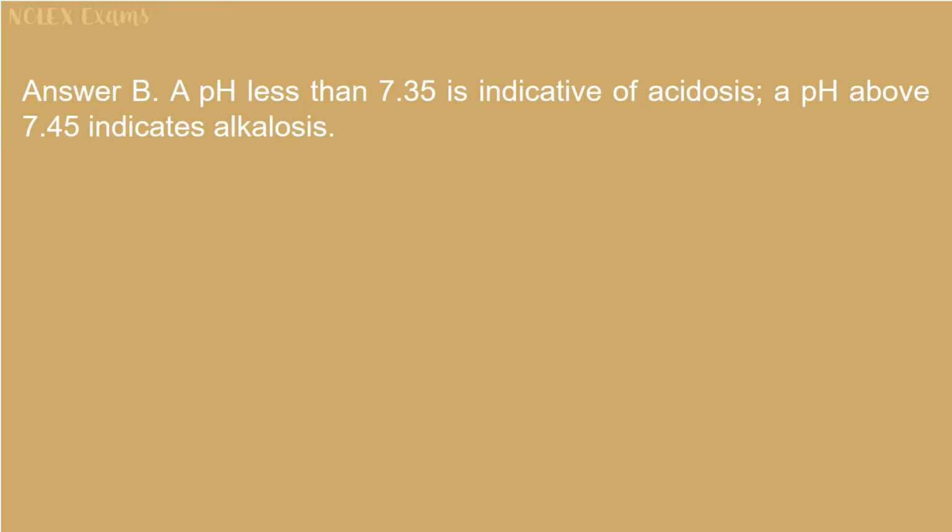Answer B. A pH less than 7.35 is indicative of acidosis. A pH above 7.45 indicates alkalosis.